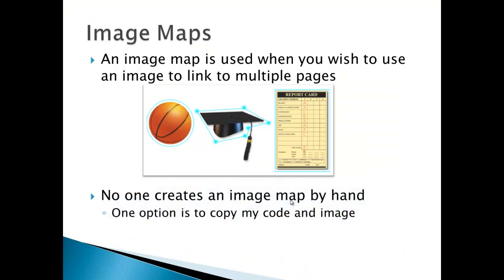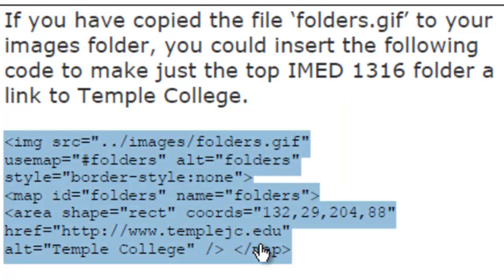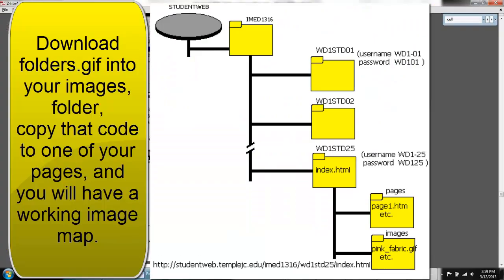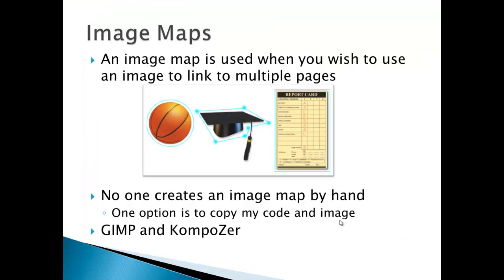No one creates an image map by hand. One option is to copy my code and image from the PDF version of your book, you can copy the code. KompoZer can't do image maps by itself, but if you have GIMP on hand, you can generate the code using GIMP and copy the code into KompoZer.